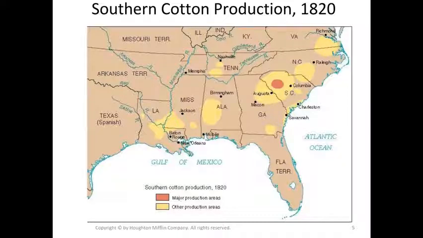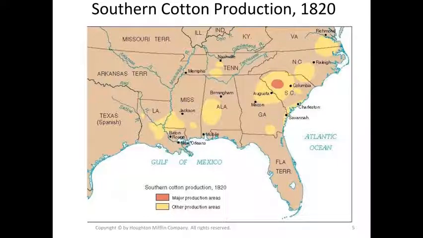All right, so looking at this map, you can see cotton production around 1820. It wasn't as expansive as you might think in the early 19th century. You see some primary production areas, of course, such as South Carolina, but other areas in the South at this time weren't very expansive.